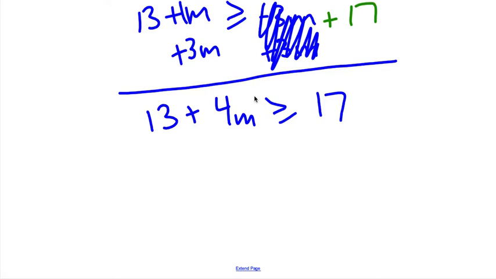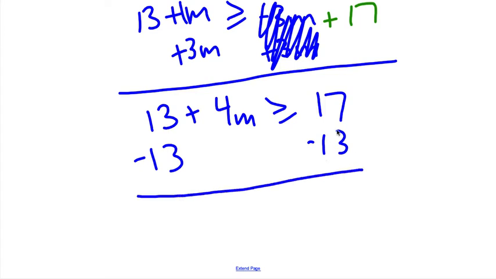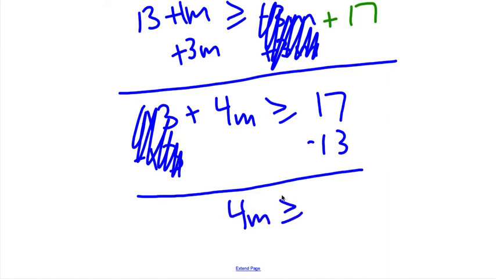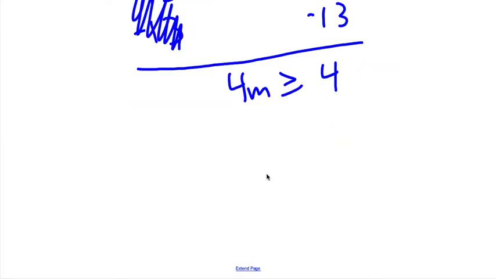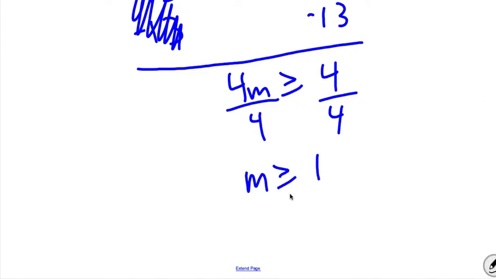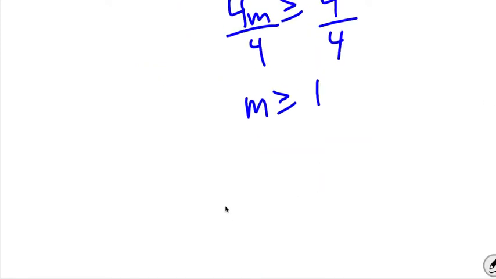Next, I want to move the number with no variable over, so that's a positive 13, so I will do the opposite and subtract. So I'm going to subtract 13 from both sides. 13 minus 13 is 0. I have a positive 4m is greater than or equal to 17 minus 13, which is 4. Last step, I will divide both sides by 4, and I get that m is greater than or equal to 1.